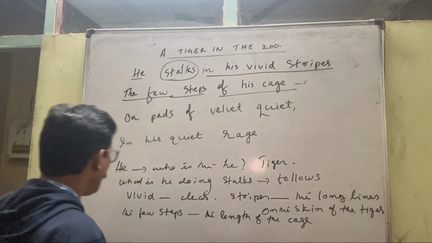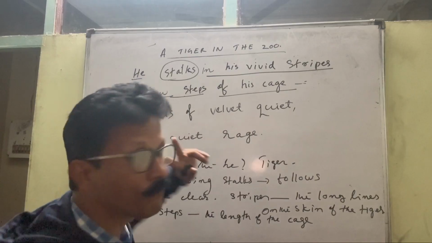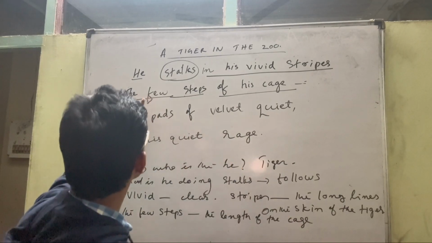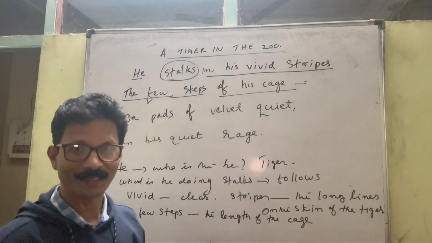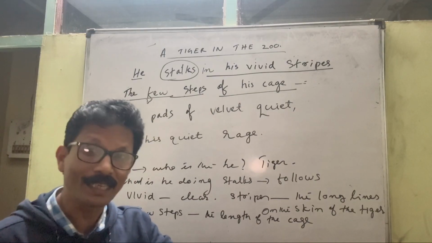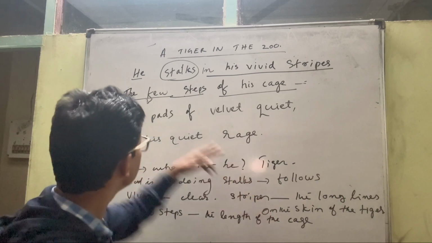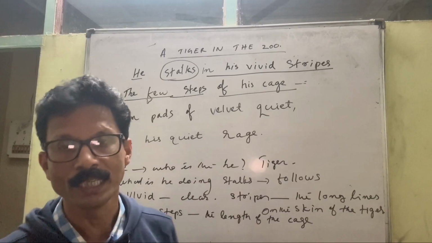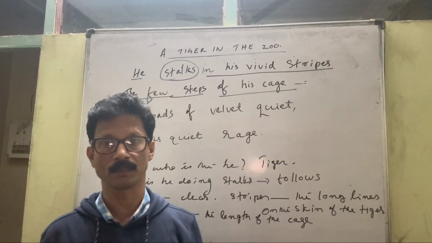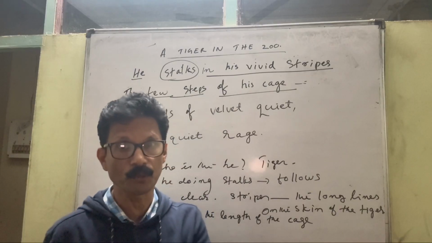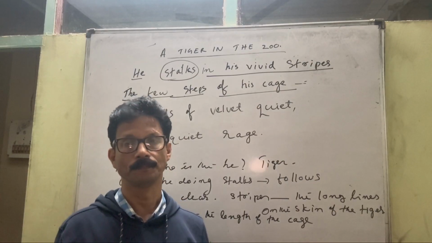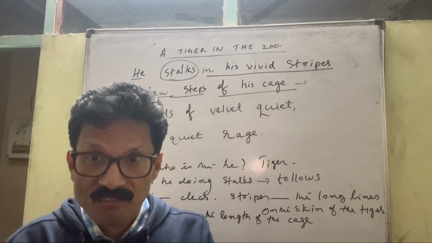So the meaning of the first two lines of the first stanza is: the tiger is stalking, he's following in his vivid stripes, with his body having stripes on it. The few steps of his cage. The tiger walks, means follows. A few steps means limited steps. The tiger's movement is restricted.